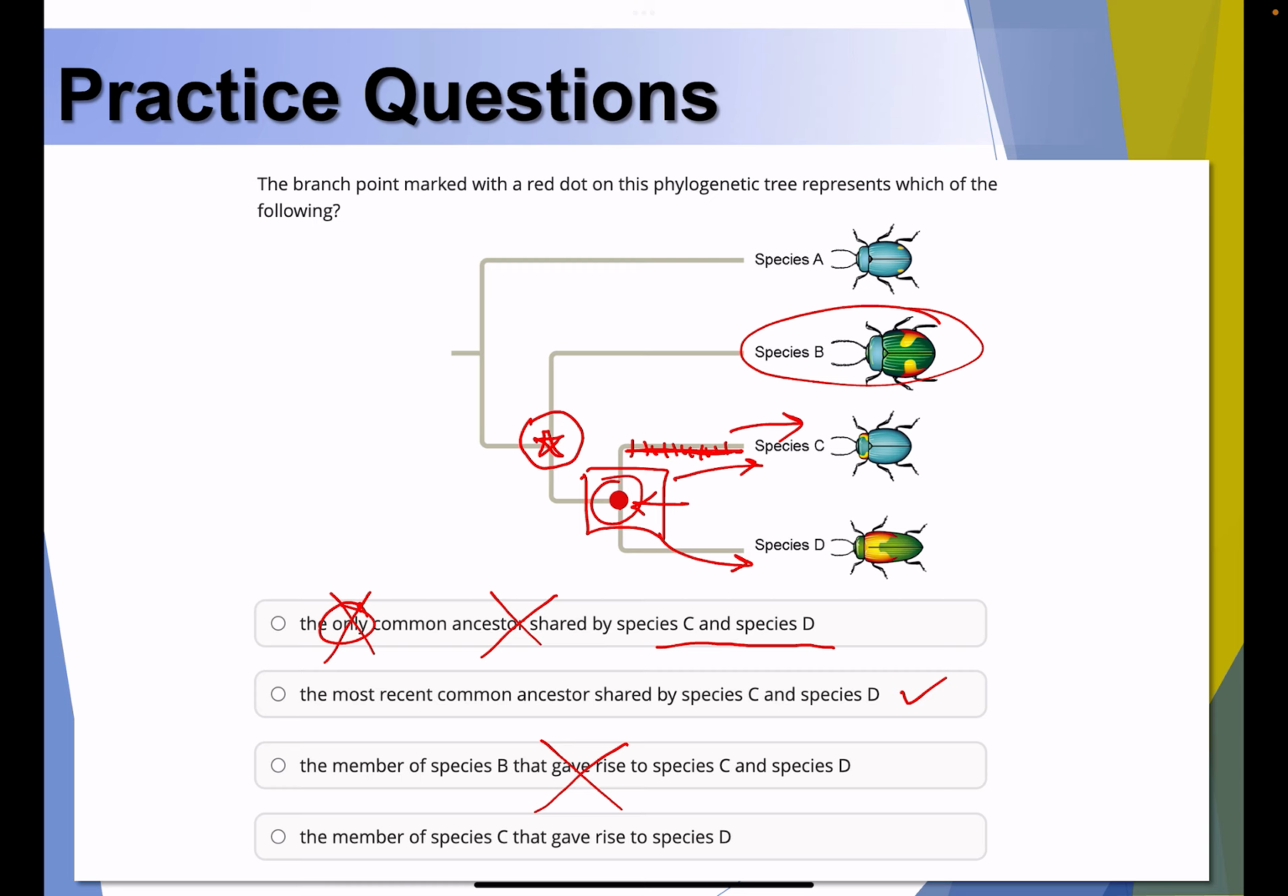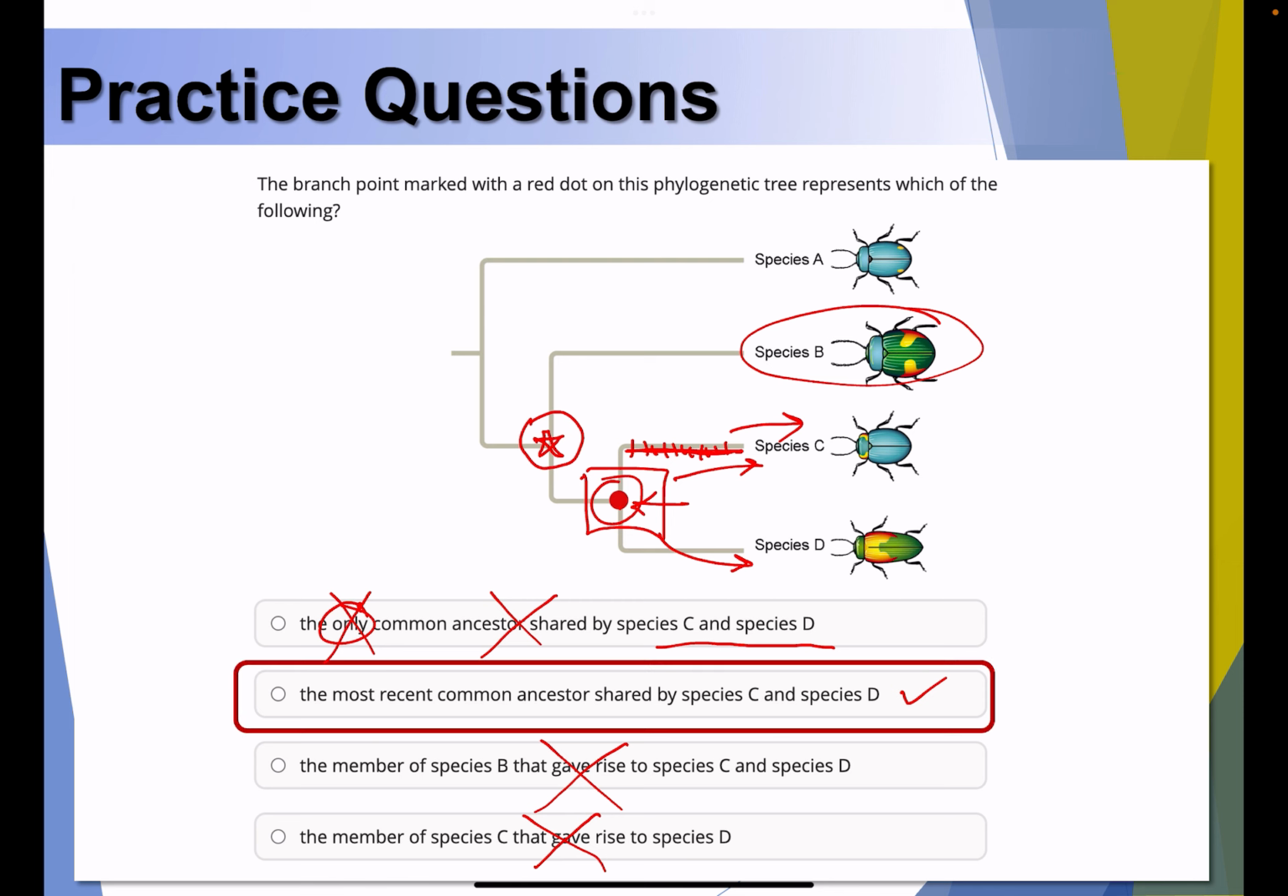Member of species C gave rise to species D. Again, going back, a phylogenetic tree does not say anything about one species evolving to become another species on the spectrum. So C did not give rise to D. They are just close relatives of each other, or sister taxa of each other. So hence the answer should be the second statement. The most recent common ancestor shared by species C and D is indicated by this red dot right there.